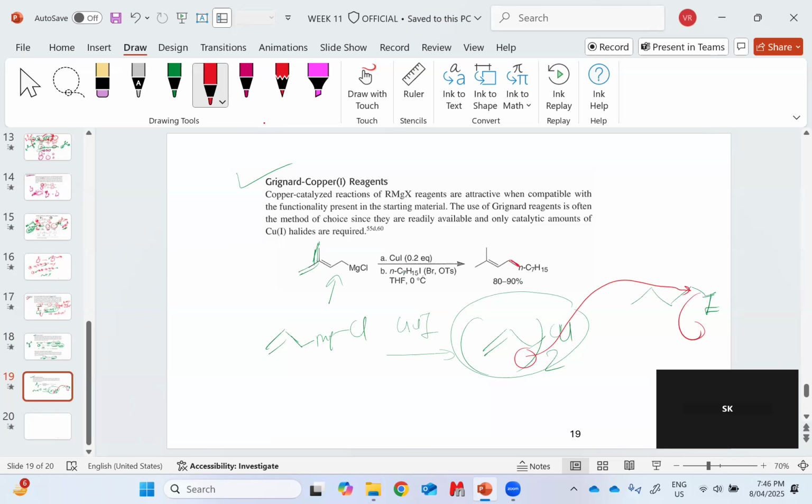So you can see this bond is getting formed as a new bond, and we get this bond formation in 80 to 90% yield. So this is how we can prepare the organocopper reagent, and we can use that reagent as a source of nucleophile to carry out further reactions. So these are some examples, and we'll take some more examples. Just allow me to take some more examples from the book.